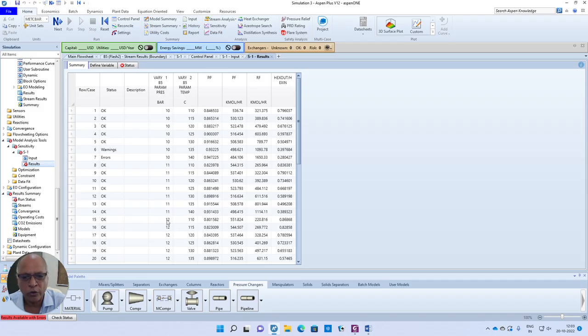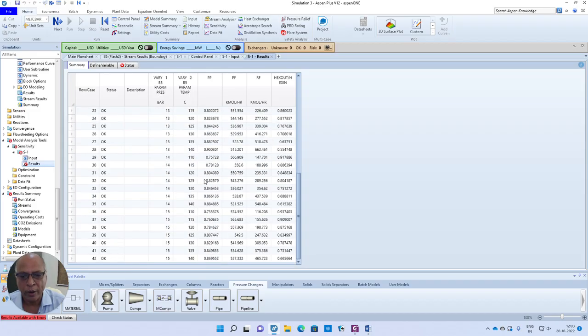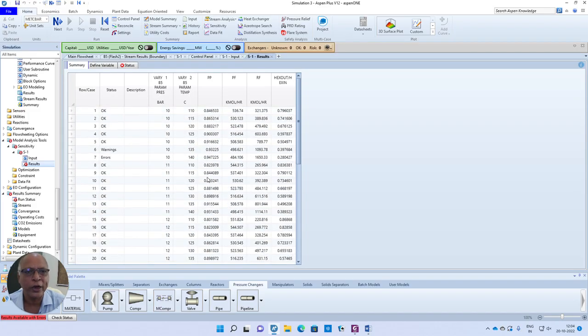So for each of these pressures, the temperatures are varied and we are trying to observe how the flow rates, purity, and fraction recovery are going to change. Remember, these are too many calculations. Now I would like to show you one more simple example which might be useful for practice.